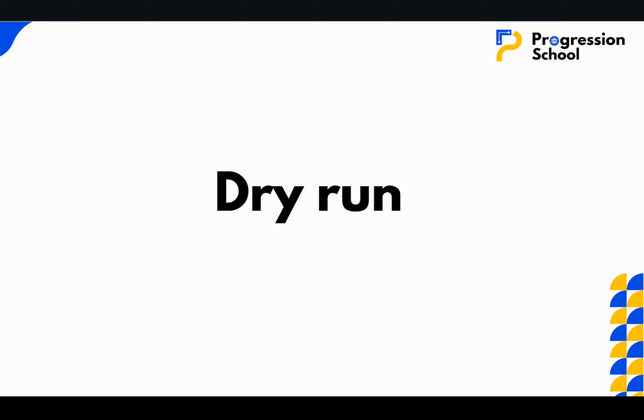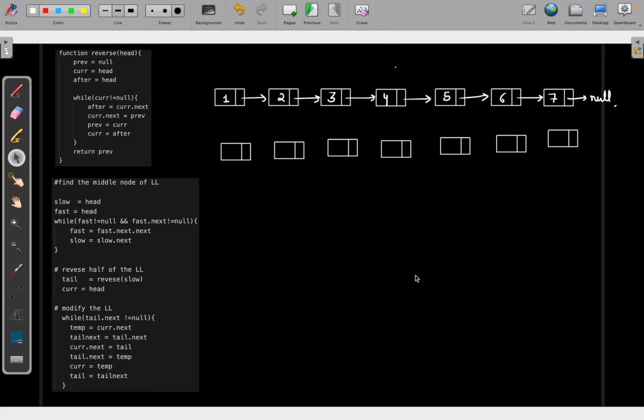In this video, we will see the dry run of the code. So now let's quickly check out the dry run of this code. Okay, so this is my reverse helper function, right? We will start executing our code from this line. First of all, we need to find the middle node of the linked list, right?